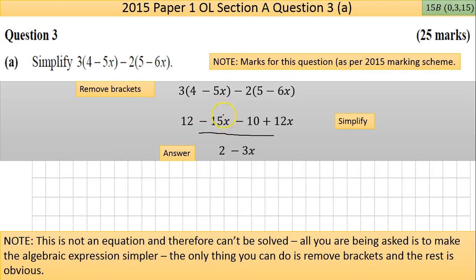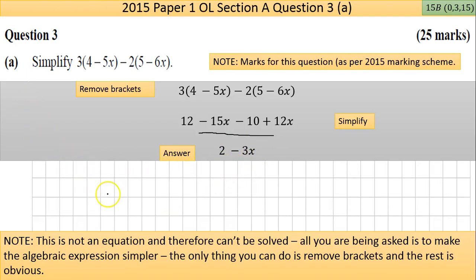Is there anything that can combine together? Well, the minus 15x and the 12x. So I owe you 15 euro, I pay you back 12 euro, I still owe you 3 euro. Same thing here: I have 12, take away 10 is 2. Now you could write that minus 3x plus 2 or 2 minus 3x. It doesn't matter, it's the same thing. That's a pretty handy question.